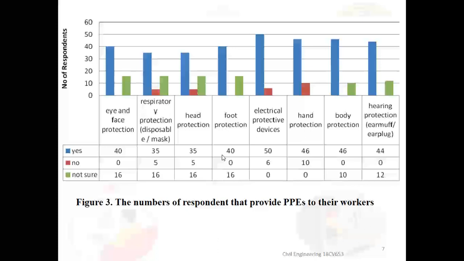Hand protection, 46 yes and 10 no. Body protection, 46 yes, 0 no, and 10 not sure. Hearing protection, earmuff or earplug, 44 yes and no 0 and 12 not sure. This was the number of respondents that provided PPE, personal protective equipment, to their workers.